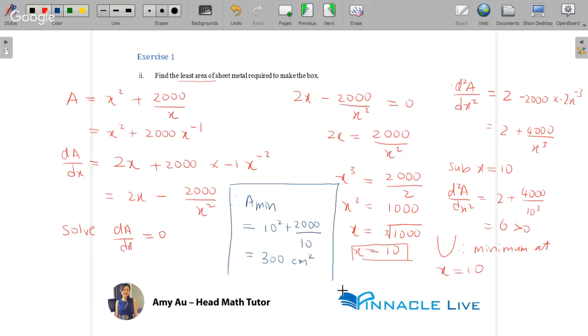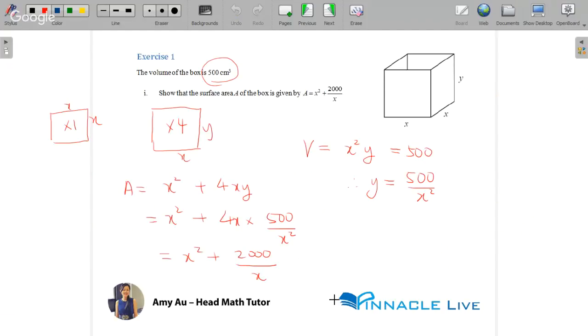And that is it. Okay, so let's summarize what we've done so far so we don't get lost along the way. The first step is trying to build the formula. What we're building is the surface area of the box. So we start with building out what it's meant to be in terms of the variables. You've got x squared and 4 of these, the 4 sides of the box, 4xy. And we use the fact that volume is restricted to 500. We got an expression for y, put that back in, we got the area.